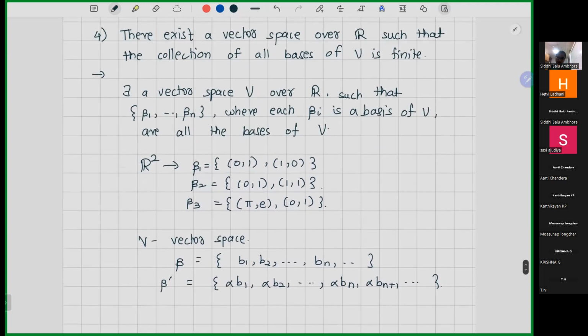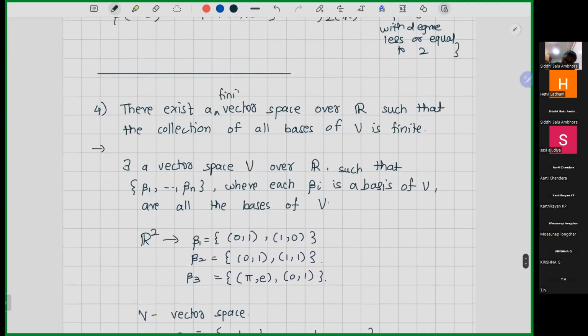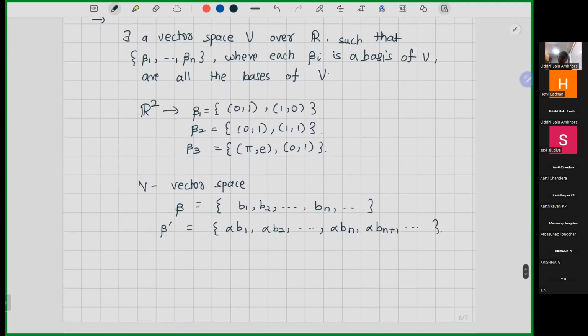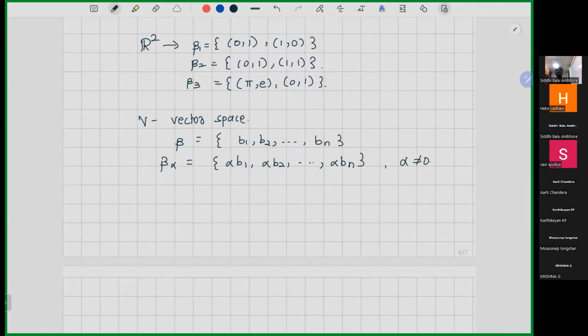And in this case, they were asking about finite dimensional vector space. So let us take this to be finite only. Okay, when I vary alphas, alpha non-zero, this will always give me a new basis for my vector space V. Any doubt here, like how we can generate infinitely many bases from the given basis?